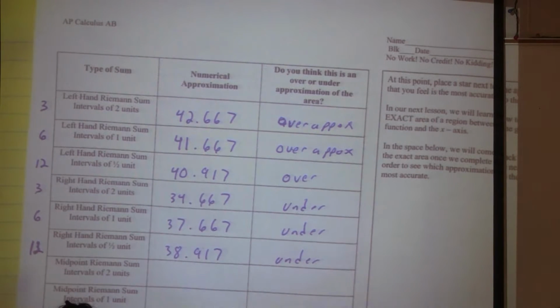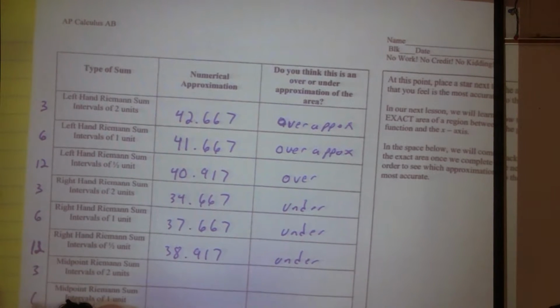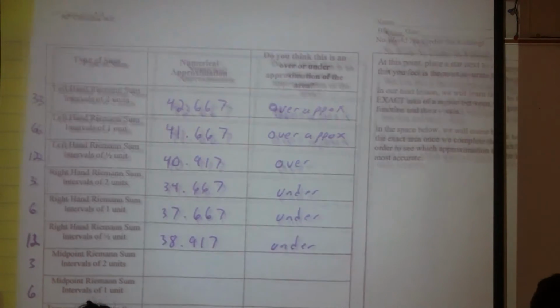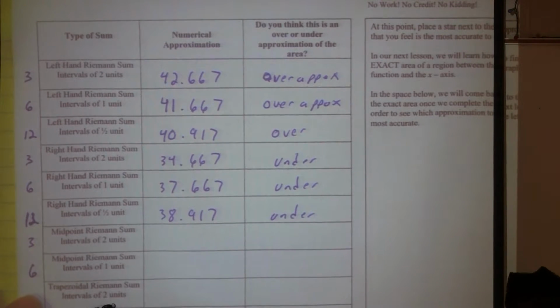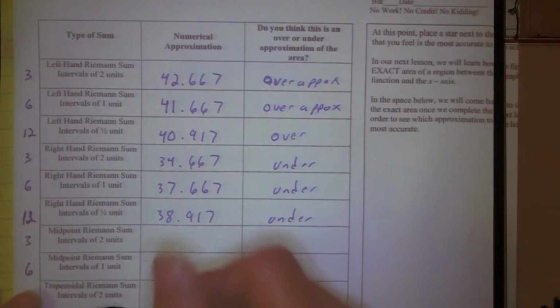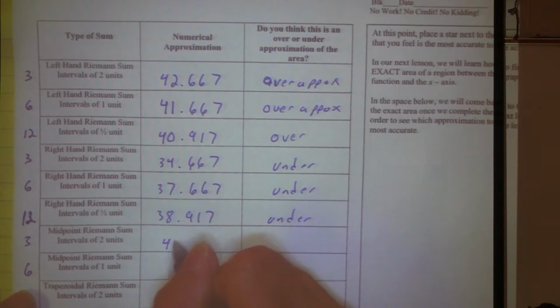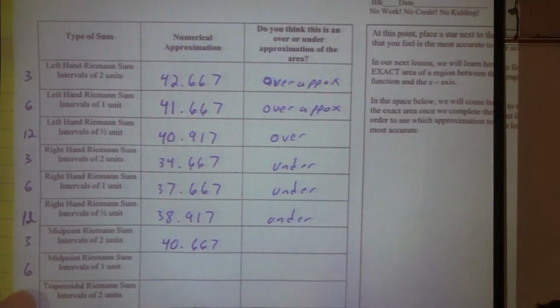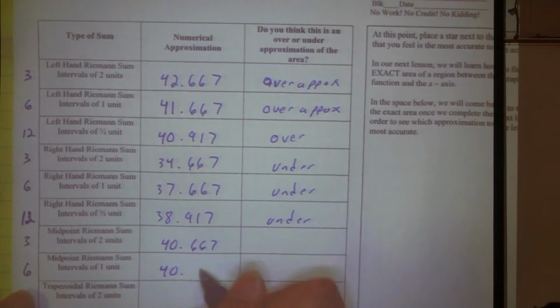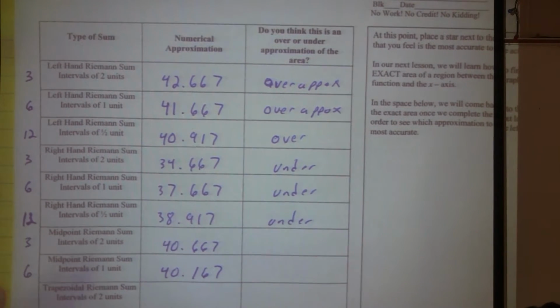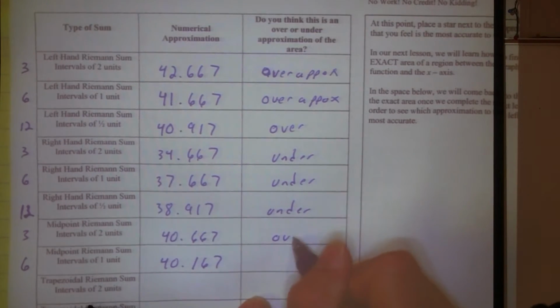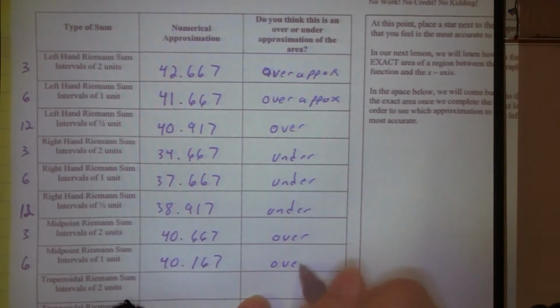And today, what did we get for the midpoint one? For this one, we only did 2 of them, the one with 3 rectangles and the one with 6. Because the answers are so close that we don't have to really do it with 12, we're already really close. What do we get for the first one? 40.667 and then 40.167. And both of those you can tell are what kind of approximations? Over, because as I added, my value got smaller.